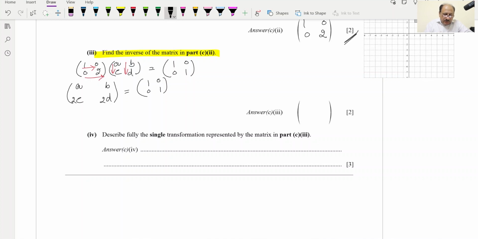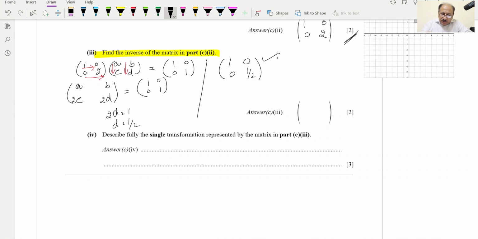So this one we can say, A is 1, B is 1, 2C is equal to 0, 2D is equal to 1. So we know A is equal to 1, we will write the matrix over here. So our inverse matrix will be 1, B is equal to 0, and C is equal to 0 because 2C is equal to 0, and 2D is equal to 1, or D is equal to 1 by 2. So we can write here 1 by 2, this matrix.